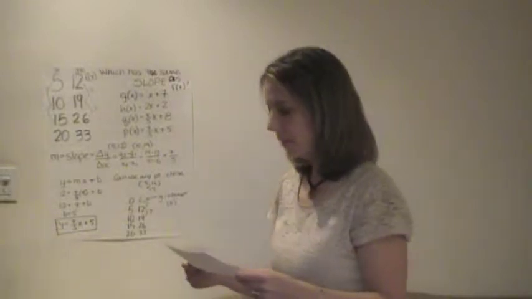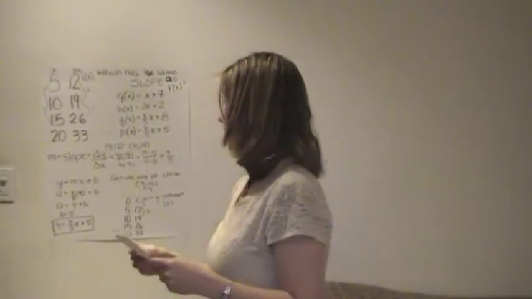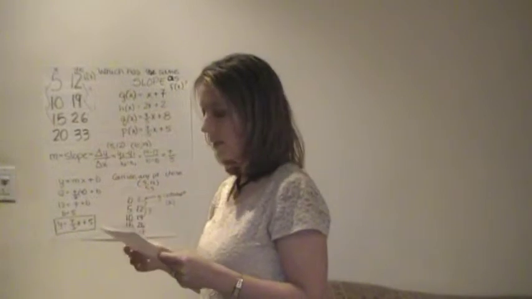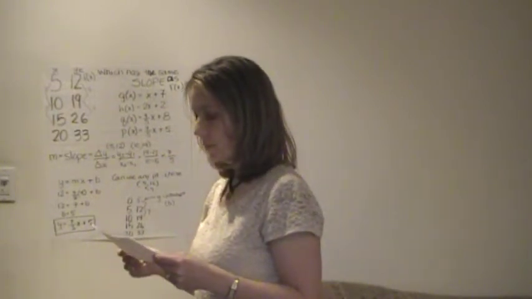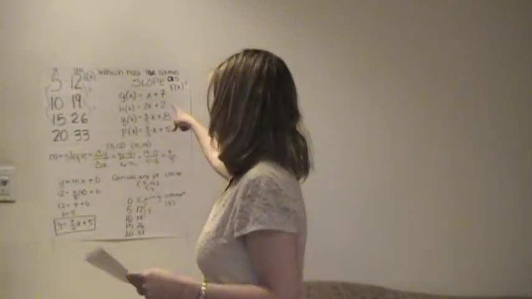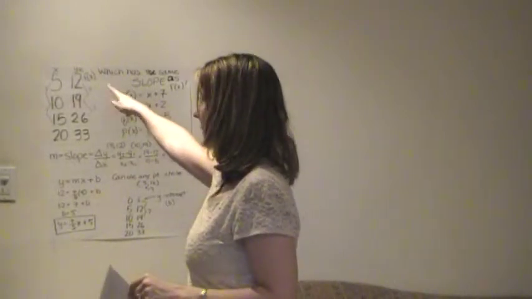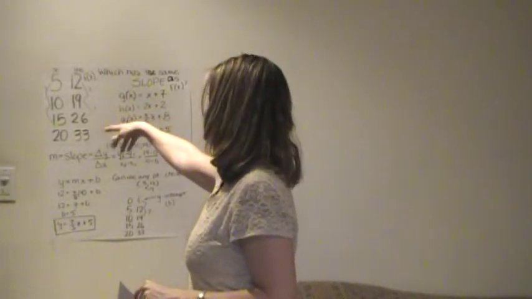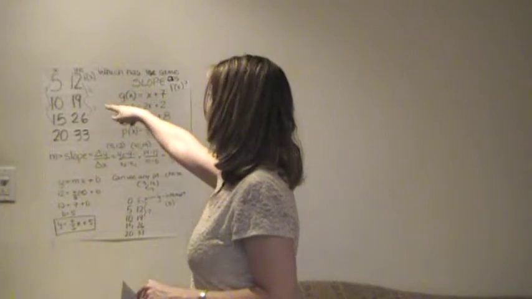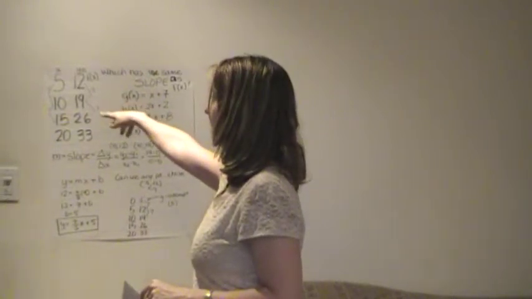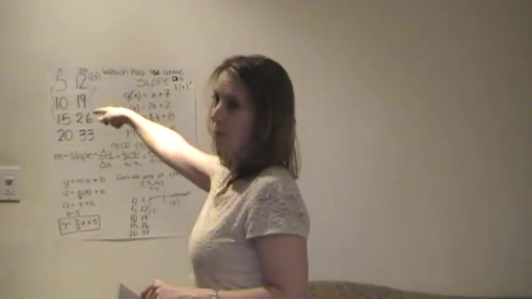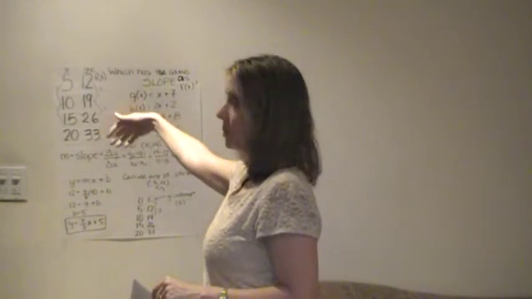A friend wanted some help with this linear function here, so the xy points are here, and the question was, which of these equations has the same slope as this xy table for this function? So you can look at the xy table and see that every time x goes up by 5, y goes up by 7, which is how my friend did it.